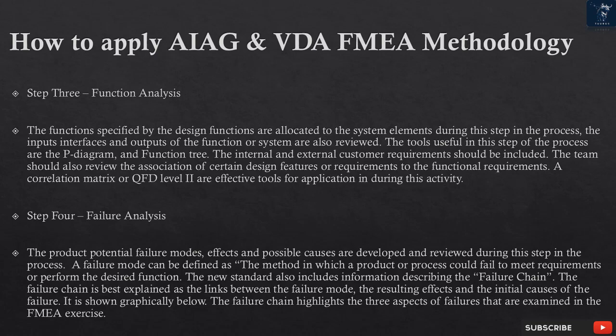The new standard also includes information describing the failure chain. The failure chain is best explained as the links between the failure mode, the resulting effects, and the initial causes of the failure. It is shown graphically below. The failure chain highlights the 3 aspects of failures that are examined in the FMEA exercise.